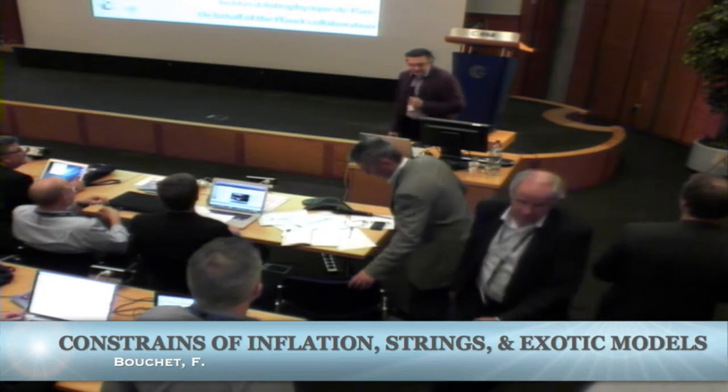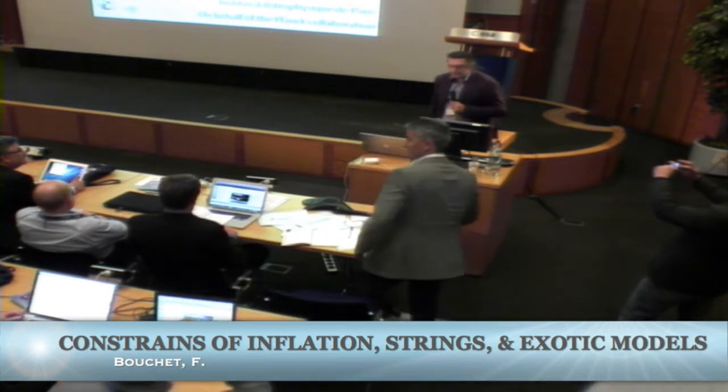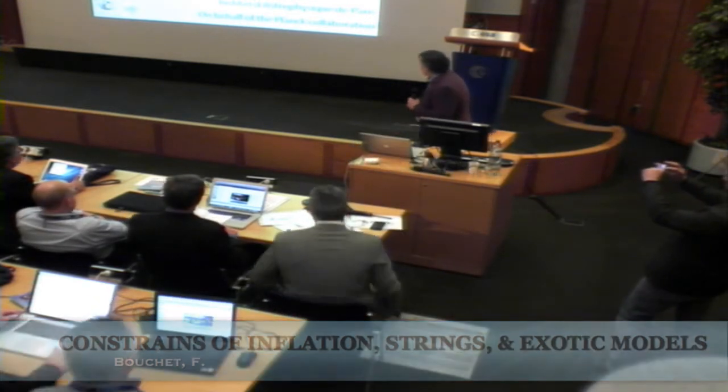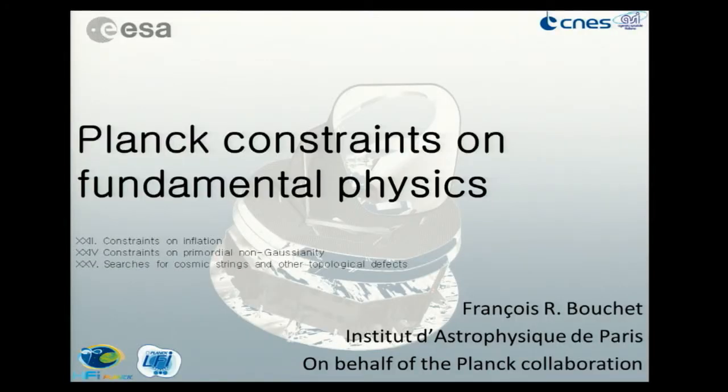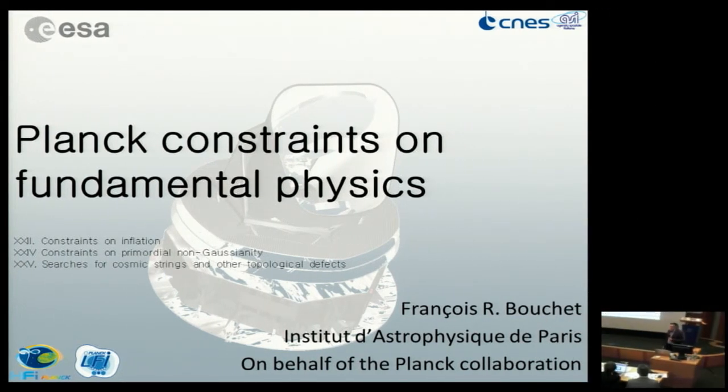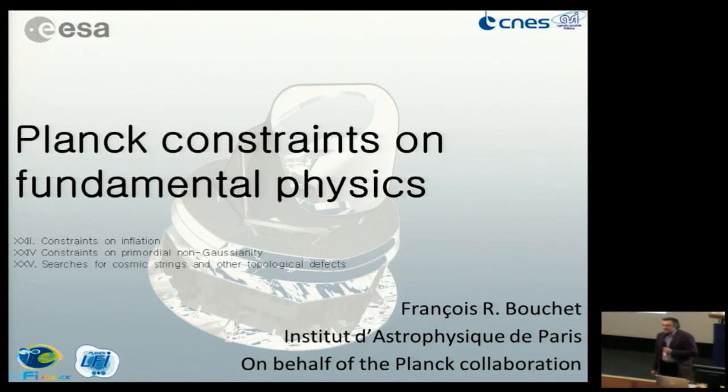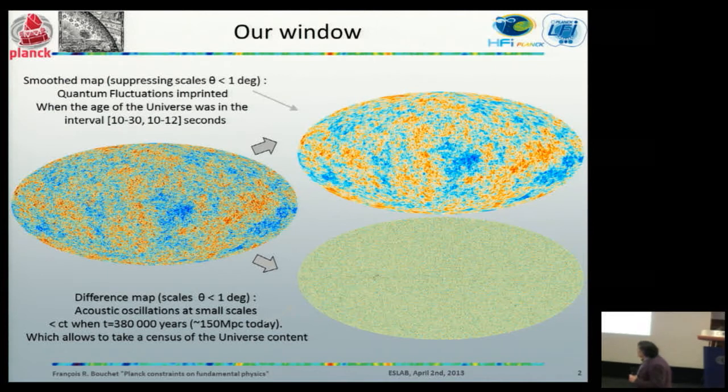All right, so I will be continuing now and turning to what Planck has to say about the early universe. I'm drawing from the content of 3 big papers, which will be continued by about 10 speakers during the following days. So it's more like an introductory overview of what Planck has to say. Our window to early universe physics is essentially this beautiful map.